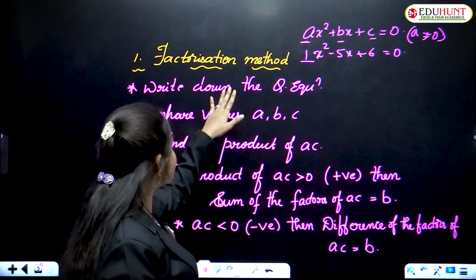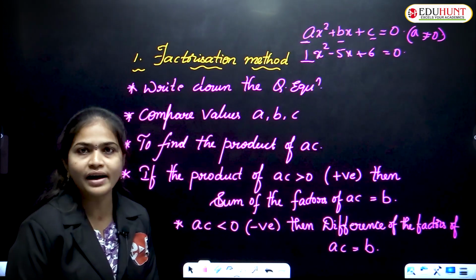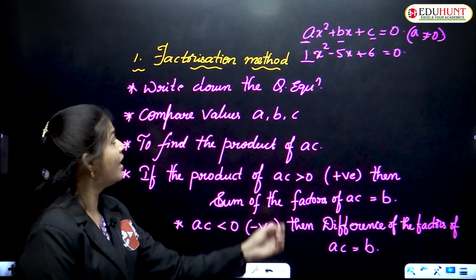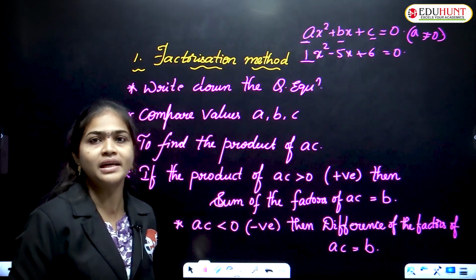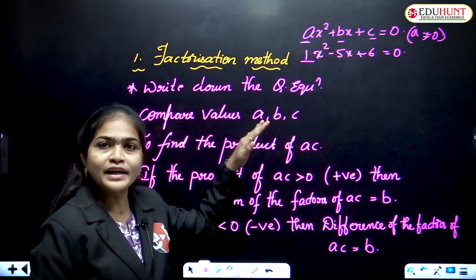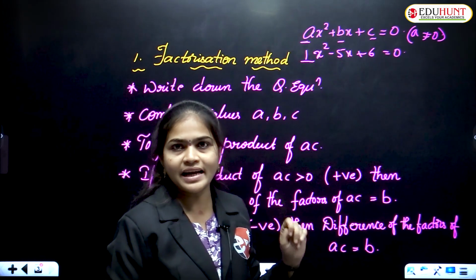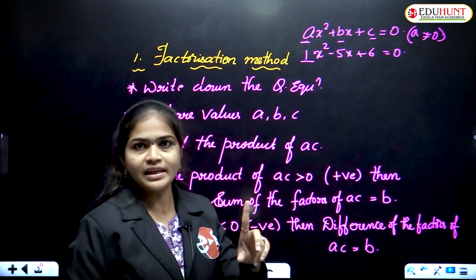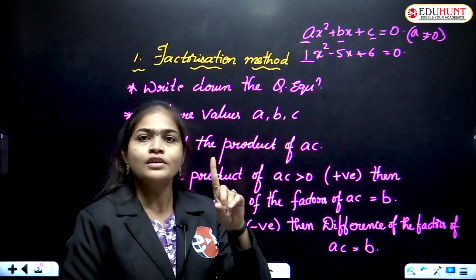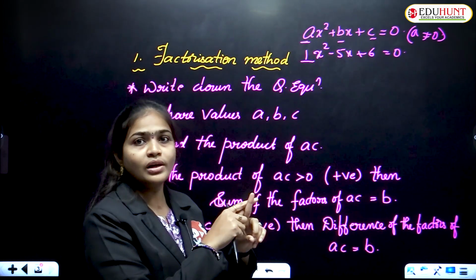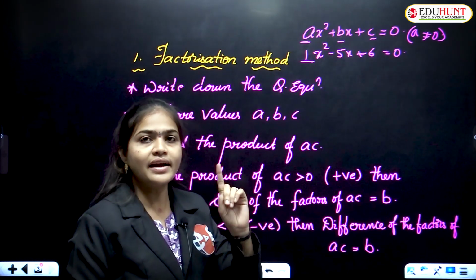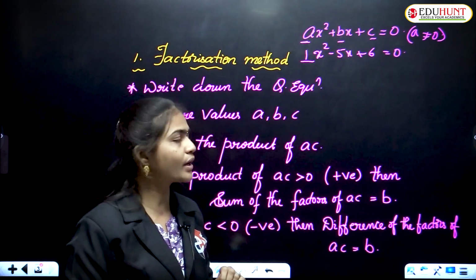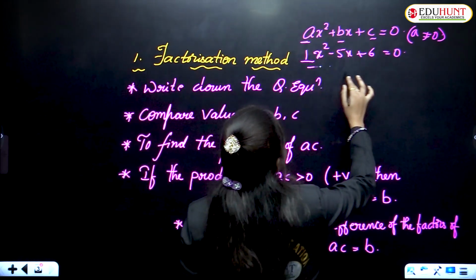Understand? So these are the steps we have to follow to find the roots of a quadratic equation by using the factorization method. Am I clear? Now I will tell you an example. I want to take only one equation, and with that equation I will use all 4 methods and show you the same result.